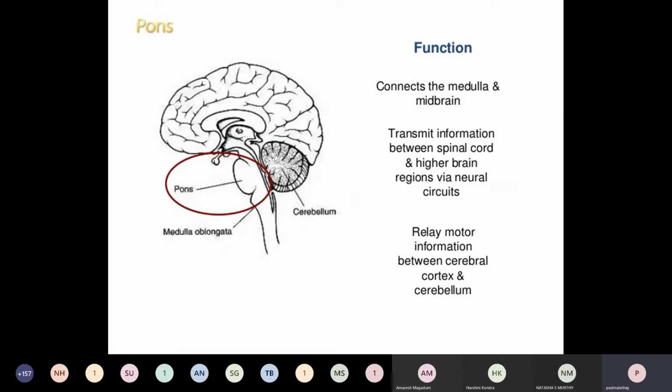First, our topic is the pons. The pons connects the medulla and the midbrain. It lies at the junction of the two parts of the brainstem. Its main function is to transmit information from the spinal cord and the medulla to the higher brain, that is, towards the cerebrum and the diencephalon.